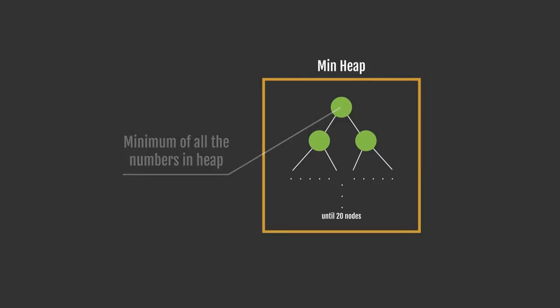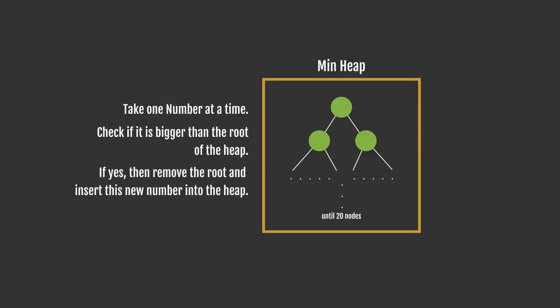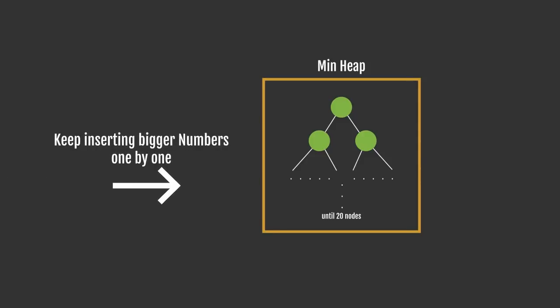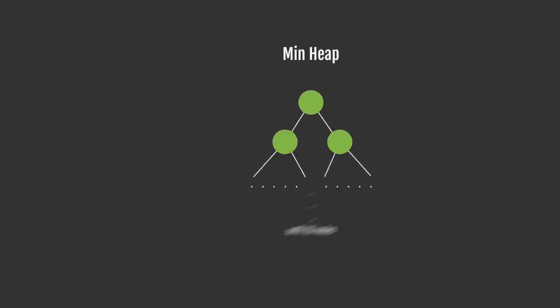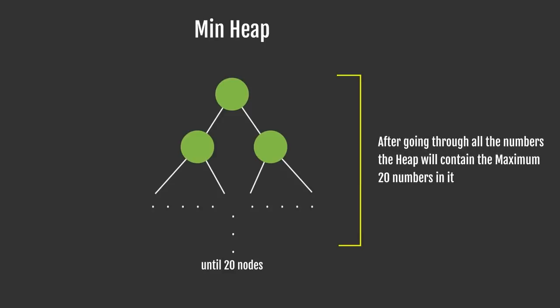After creating the heap, take one number at a time. Check whether it is bigger than the root of the heap. If yes, then remove the root and insert this new number into the heap. Keep repeating the process for each number, and insert the bigger numbers into the heap. After going through all the numbers, the heap will contain the maximum 20 numbers in it. We used a heap, and not sorting, because it will have a lesser time complexity than sorting.